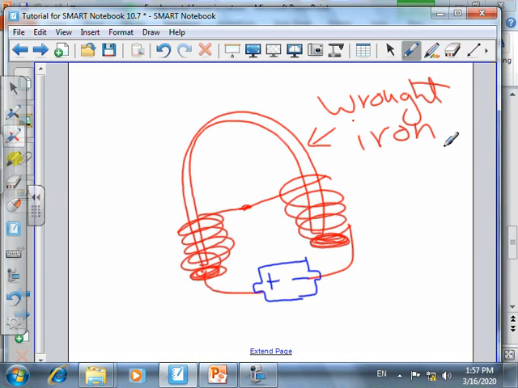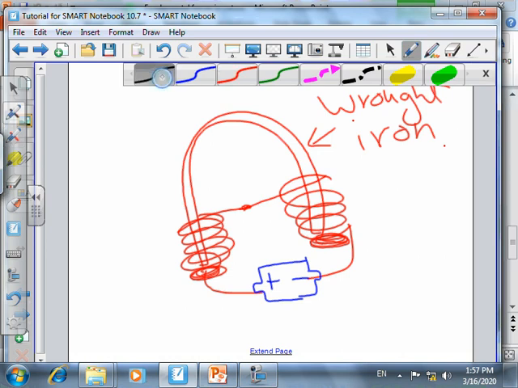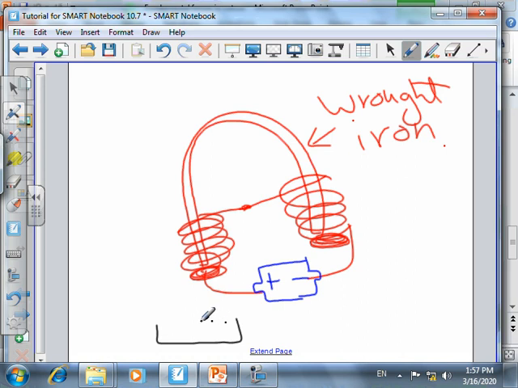How? If I bring it closer to a Petri dish filled with iron filings, what will happen? The magnet will attract the iron filings at its two poles.